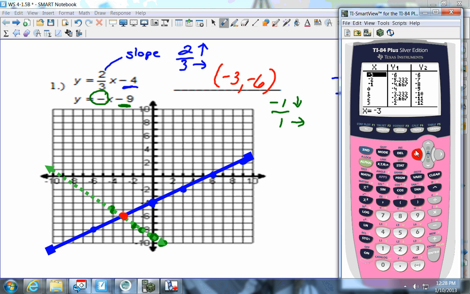Now remember, the other way that we've talked about checking is going second, the trace button, 5 for intersect. Make sure that these are graphed before you press any other buttons. Then press enter 3 times. 1, 2, 3. It will tell you intersection and it'll give you the point, even if it's decimals or fractions.